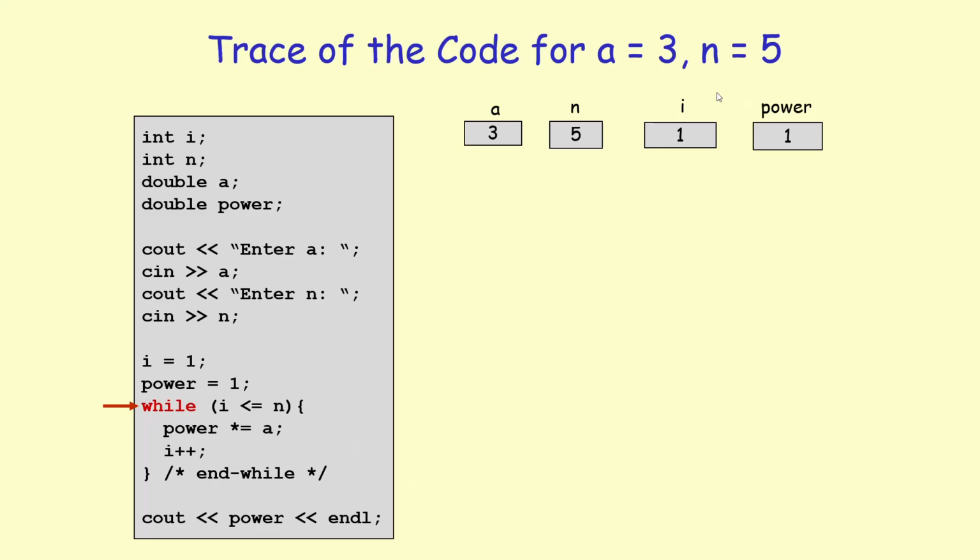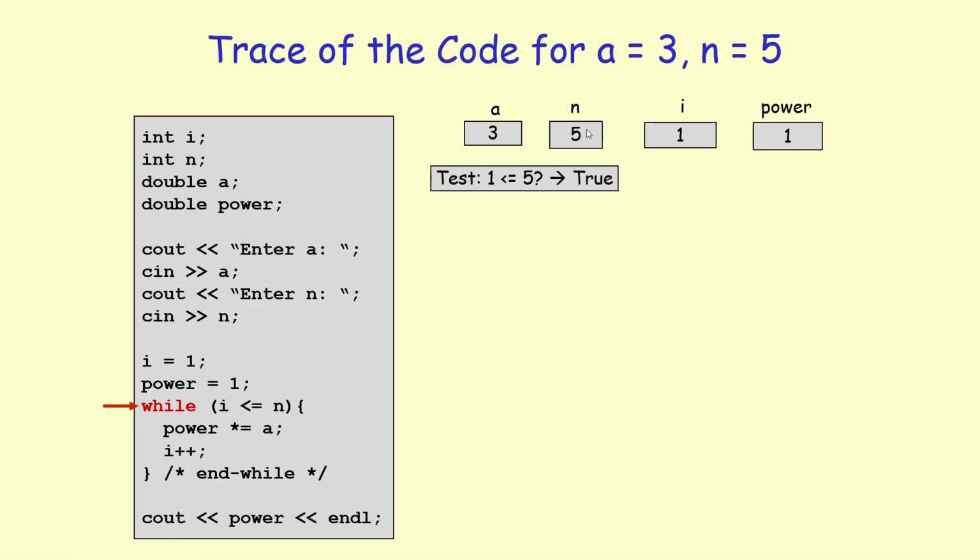Let's go step by step and see how the values of i and power change. Assume that the user has entered for a the value of 3, for n the value of 5. So we are computing 3 to the 5. But again, these are variable numbers, so the user might have entered any values in here. All right, so we are at the beginning of the while loop. We evaluate: is i less than or equal to n? Remember, the value of i is initially 1, and the value of n is 5. Is 1 less than 5? Yes, 1 is less than or equal to 5.